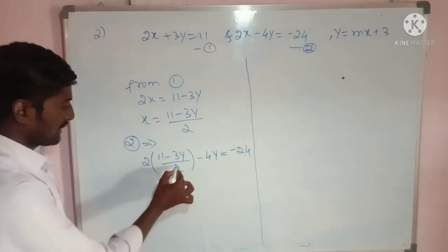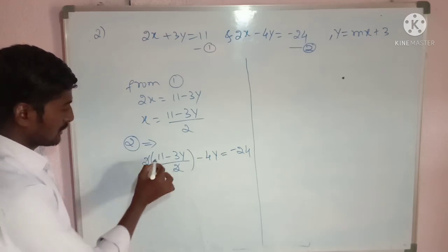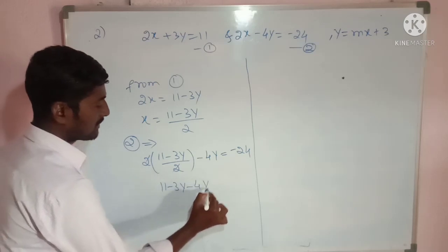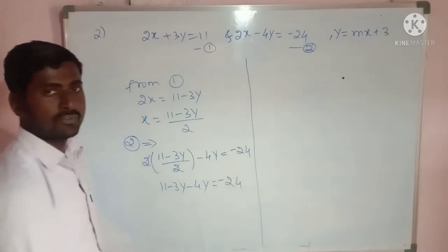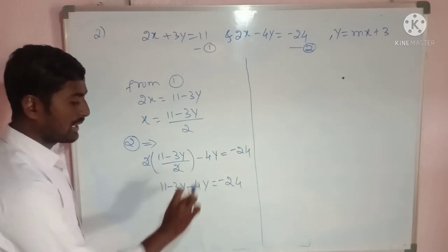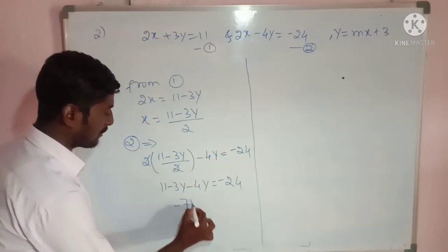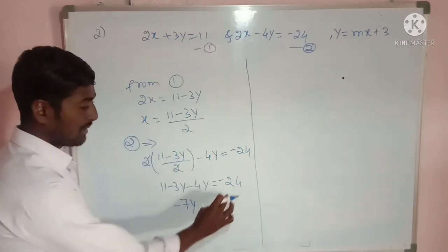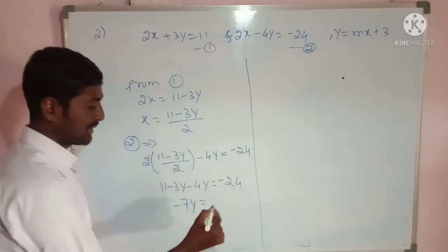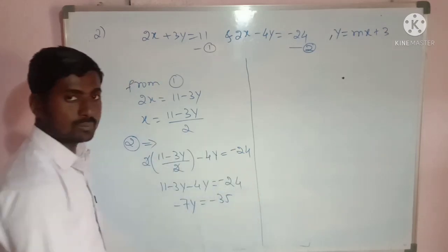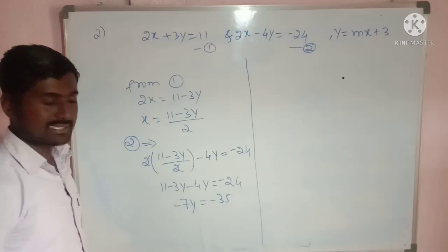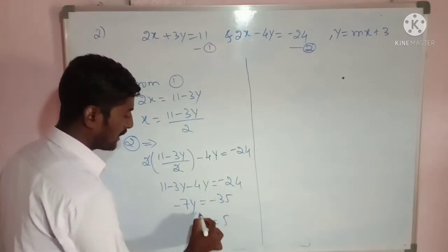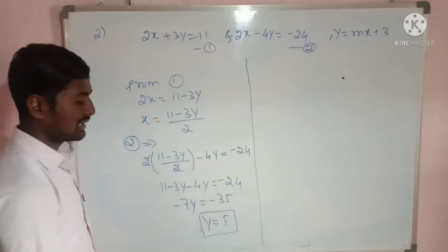Right? Now here 2 will get cancelled. So 11 minus 3y minus 4y is equal to minus 24. Now minus 3y minus 4y, that is minus 7y. I'll take 11 to the right side, it will become minus 11. Minus 24 minus 11, that is minus 35. Now minus minus will get cancelled. 7 5s are 35. So y is equal to how much? 5. 35 divided by 7 it is. So I got the value of y.